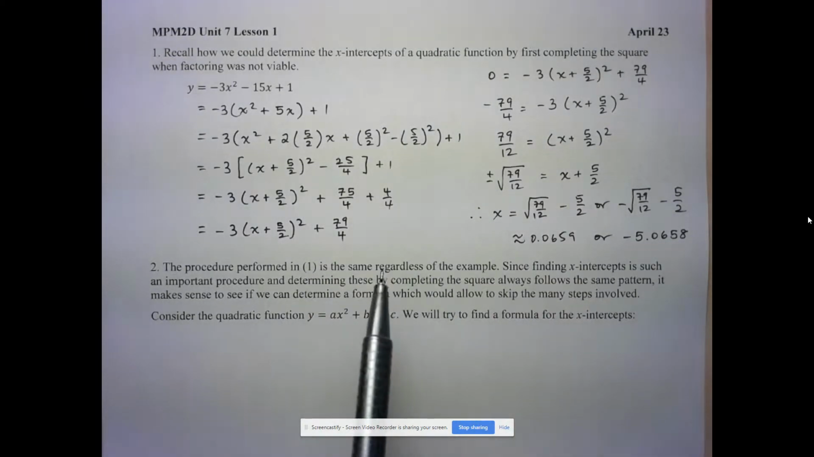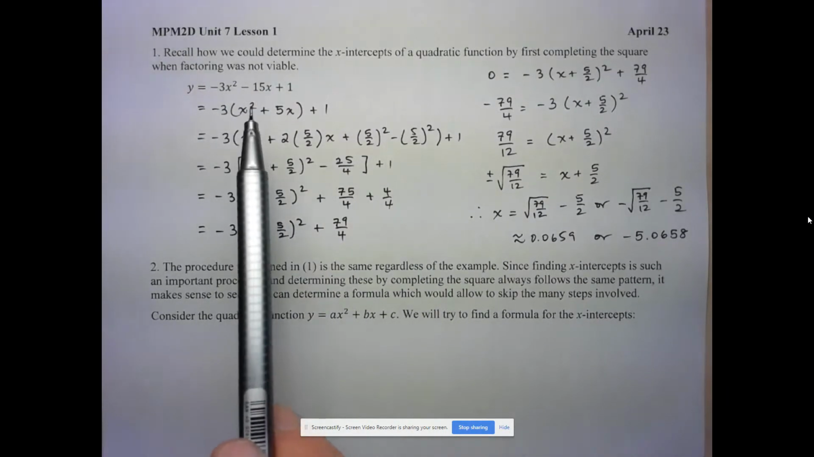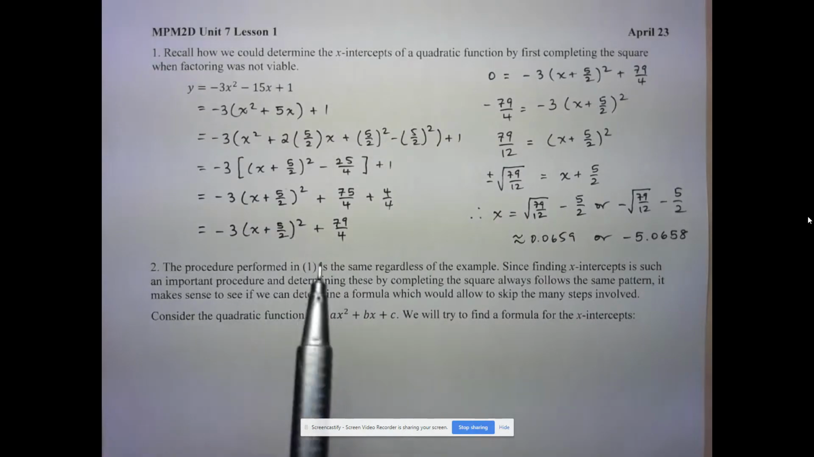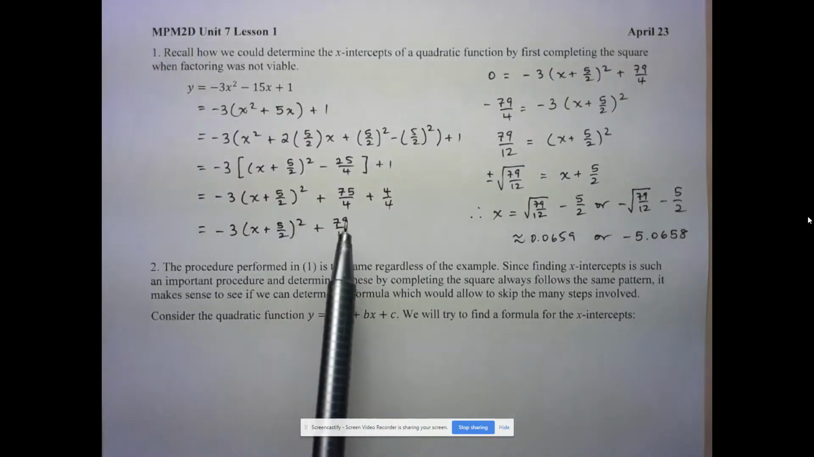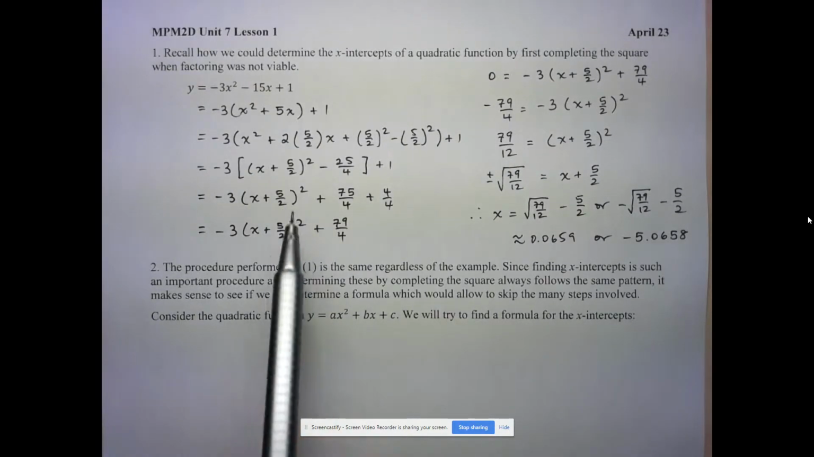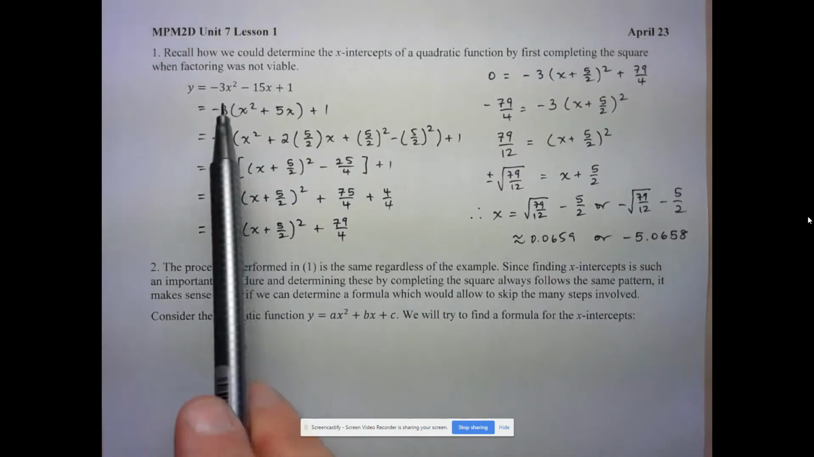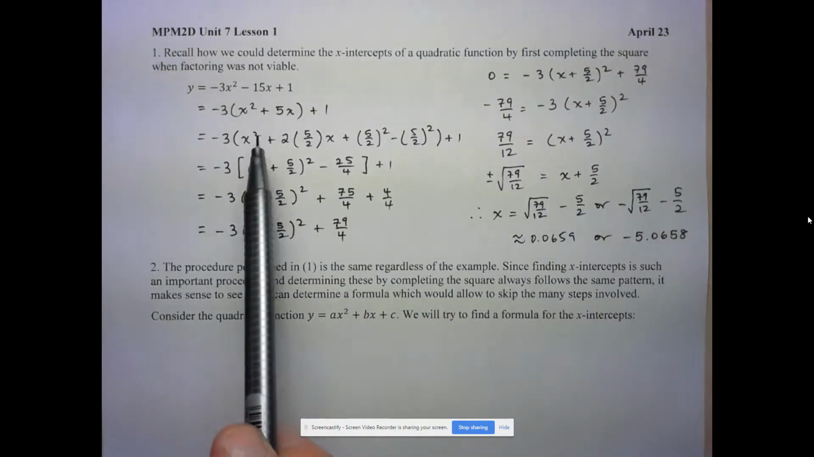Finding x-intercepts for quadratic functions is an extremely important task, something we're doing all the time. And the method we have that always works, while long, is always the exact same steps every time. So while the bad news is that it's a long process, the good news is that maybe we can find a formula to avoid having to do all these steps every time. The reason why we might be able to find the formula is because this procedure is the same every single time.